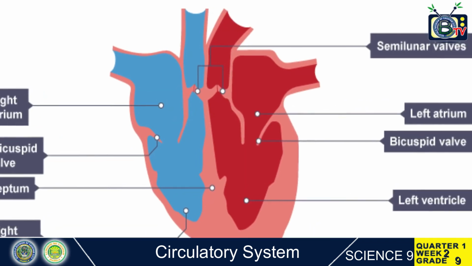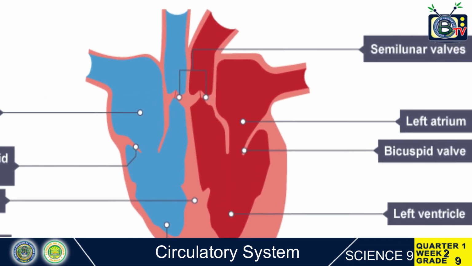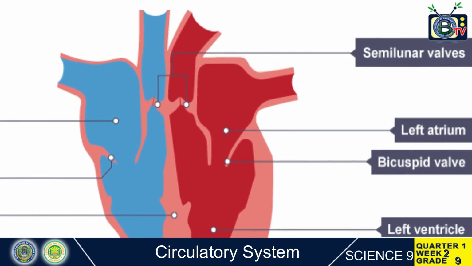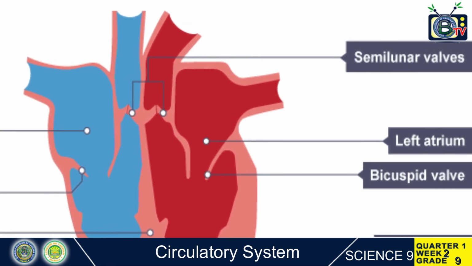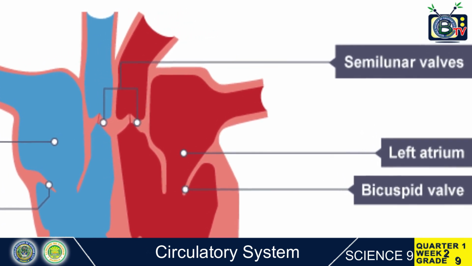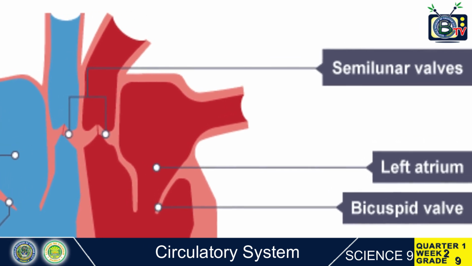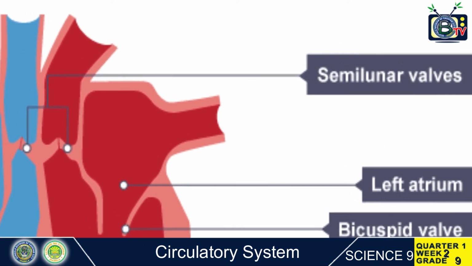The semilunar valves are located at the bottom of the aorta and pulmonary artery and prevent blood from re-entering the ventricles after it has been pumped out of the heart.